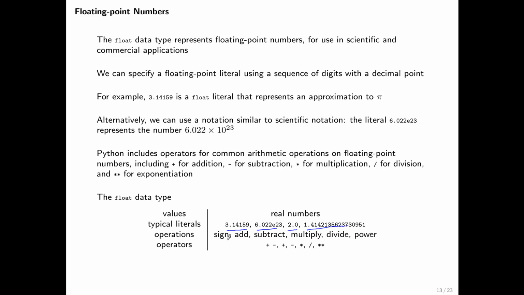What are the operations that you can perform? Here again, you can perform the unary sign operation, plus or minus, and then you can add two floating point numbers. You can subtract them, multiply them, divide them, and exponentiate them. And these are the corresponding symbols: the unary plus and minus, addition, subtraction, multiplication, floating point division, and exponentiation. All right.